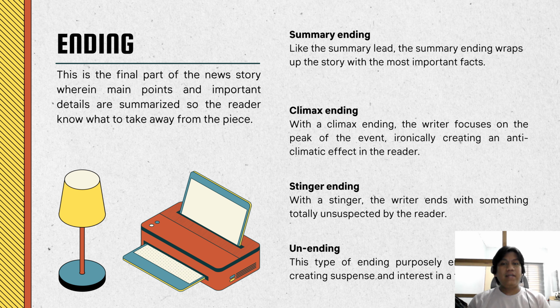Next is the stinger ending. With the stinger ending, the writer ends with something totally unsuspected by the reader. The writer uses the body of the story to set up the reader for the unexpected conclusion. The stinger ending is similar to the modern movie trend where the good guy loses out to the bad guy. And lastly is the unending. This type of ending purposely ends the story, creating suspense and interest in the readers. So an ending, paradoxically, the writer purposely ends by emphasizing a key or the unanswered question.